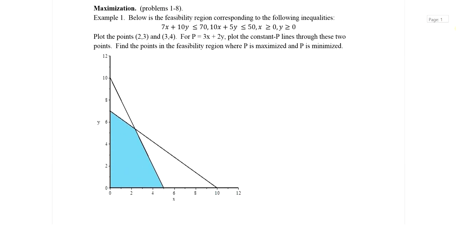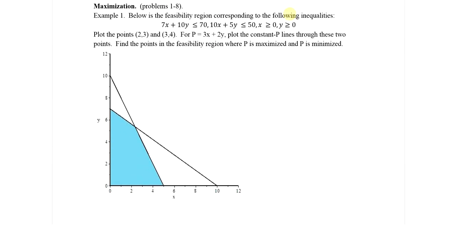Well, here's a feasibility region corresponding to the following equations. 7x plus 10y is less than or equal to 70. This has y-intercept 7 and x-intercept 10. So that's this line, 7x plus 10y equals 70.